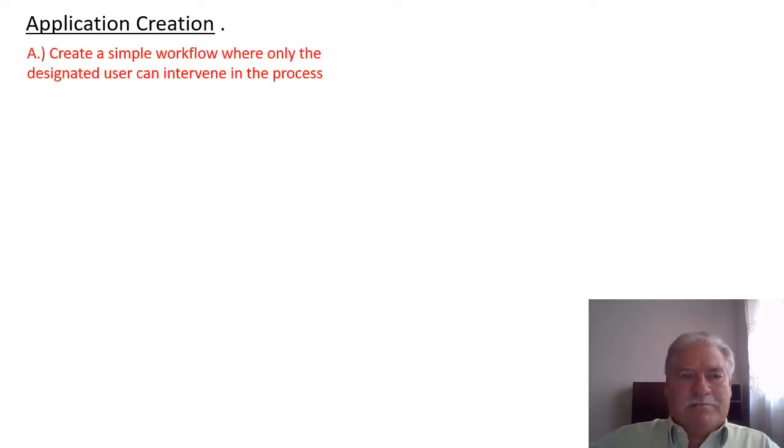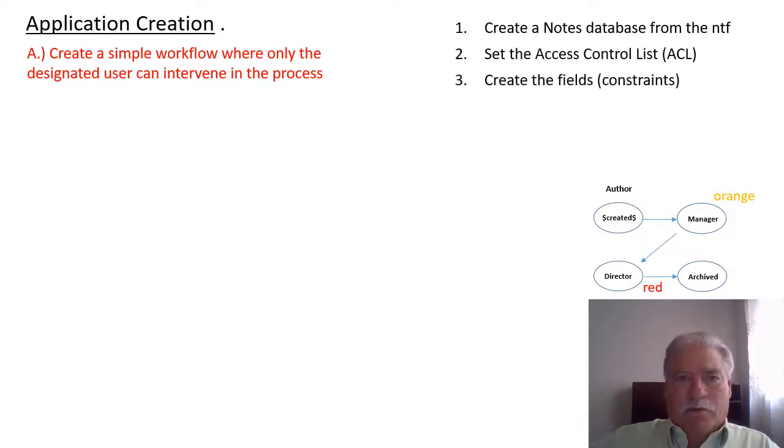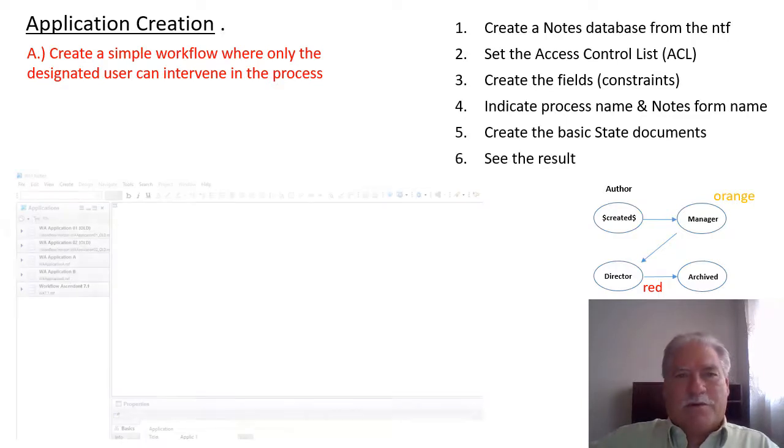So getting right into it, we'll be creating the application from an NTF file. We'll set the access control list. We want to create the fields corresponding to the various constraints or roles. We'll indicate the process name as well as the notes form name, create the basic states, and then, of course, see the result.